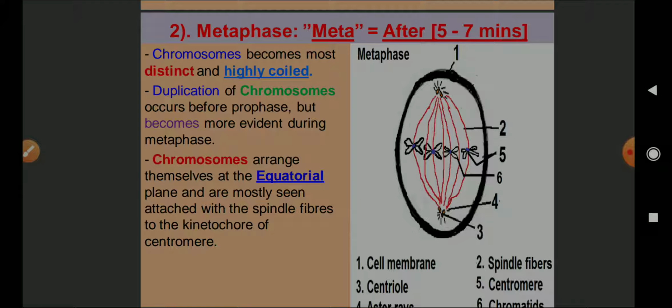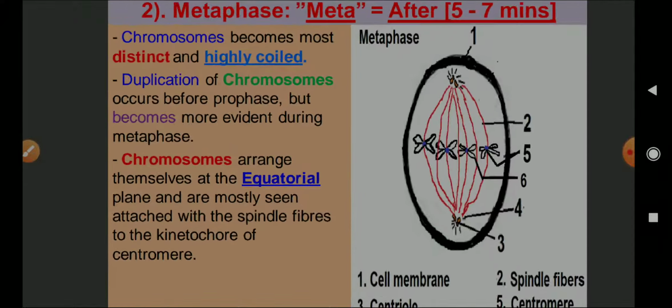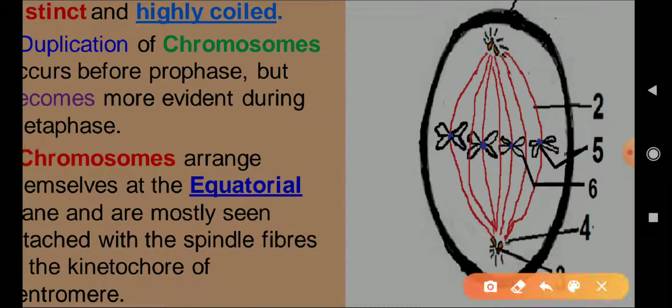And one more thing, all the chromosomes are attached by spindle fibers to the centromere kinetochore, and all of them are lying in the equatorial plane. This is the equatorial plane of a cell. All of them are lying there. Now this is the best phase to study chromosomes.